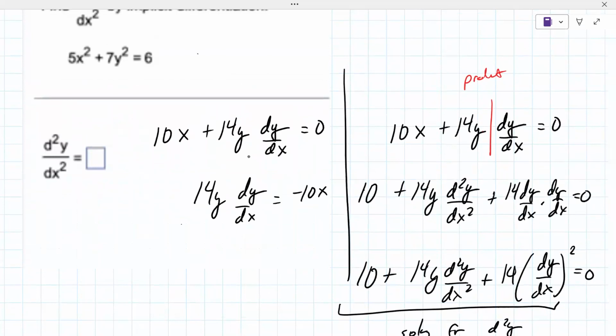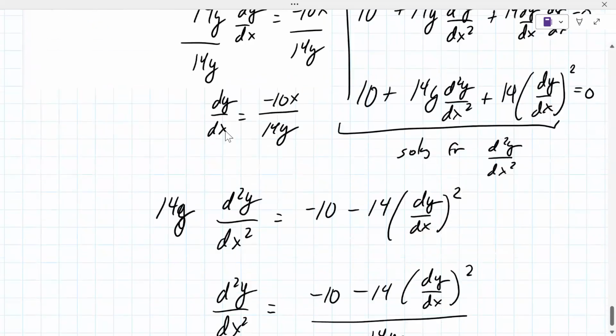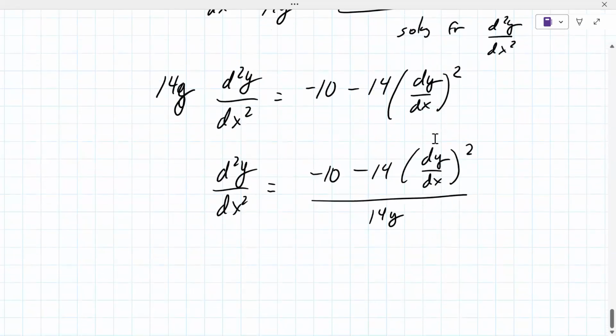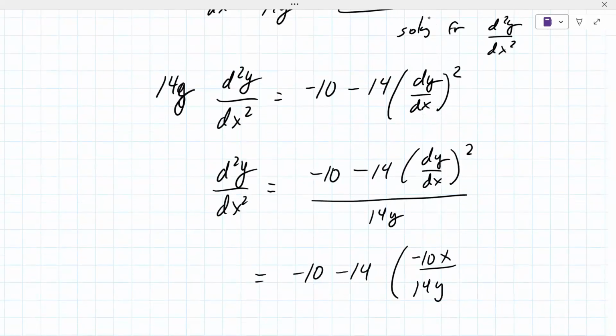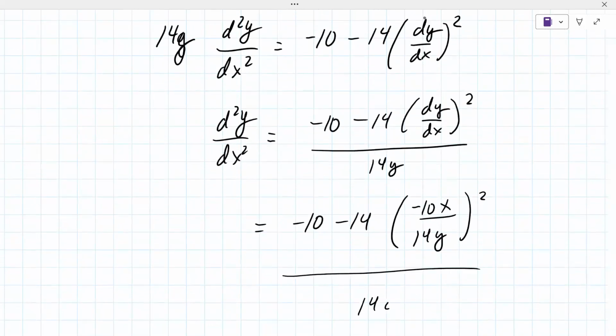Subtract the 10x, divide by the 14y. So your dy dx is minus 10x over 14y. That's what goes in here in this dy dx. So it's minus 10 over 14, and you're squaring it, the minus 10x over 14y, squared, over 14y, like that.